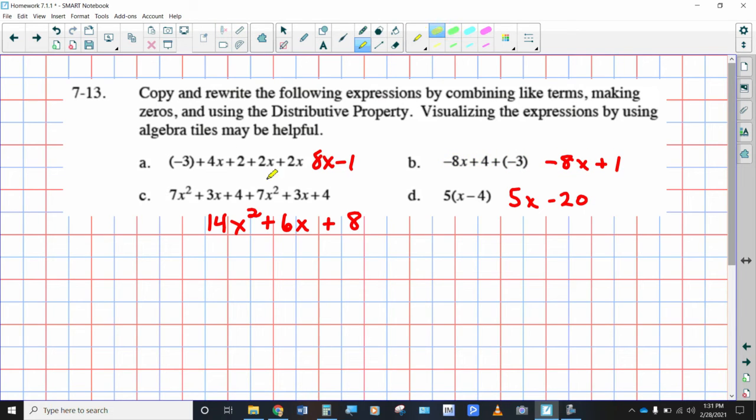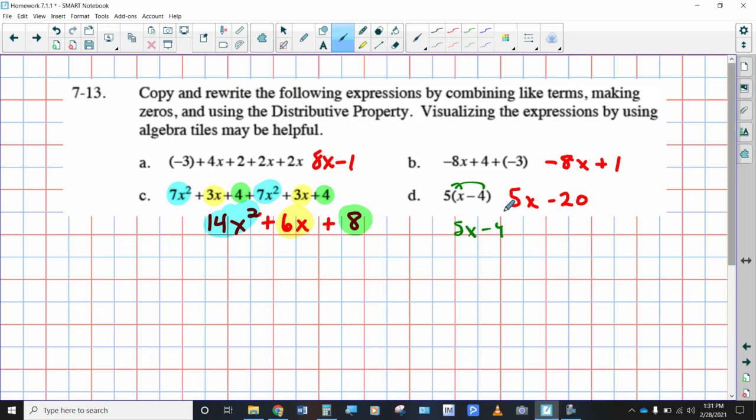Here we've got 3 different kinds of terms. Not only do we have our x terms, we've got our constant terms, and we've got our x squared terms. So let's start with the x squared terms. 7 and 7 makes 14 x squared. 3 and 3 makes 6, and 4 and 4 makes 8. And then in this situation, that gives us 5x minus 4.